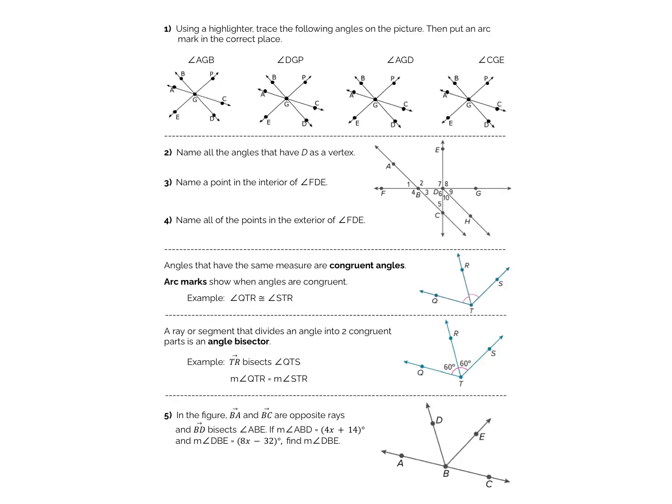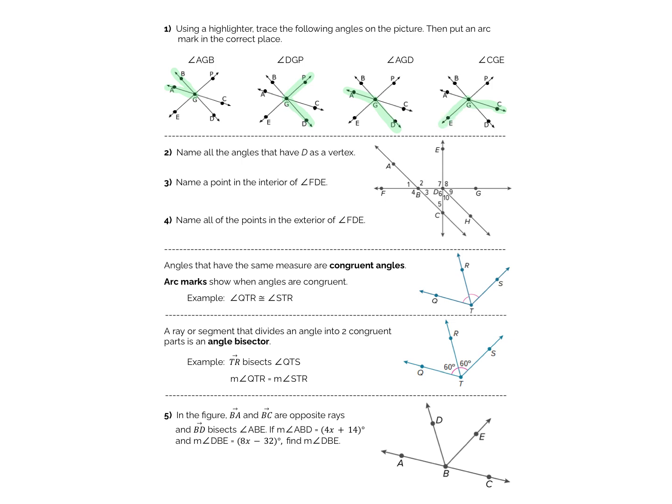Now, we're going to trace these angles on the page here. So, angle AGB. Angle AGB is found right there. G is in the middle always. DGP in this next one. So, DGP. It's right there. Angle AGD, angle AGD, and angle CGE, CGE. There we go.